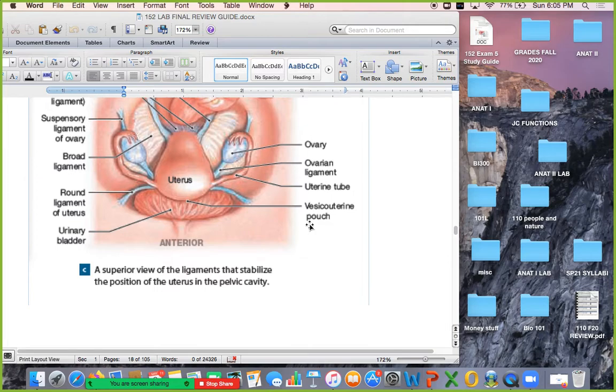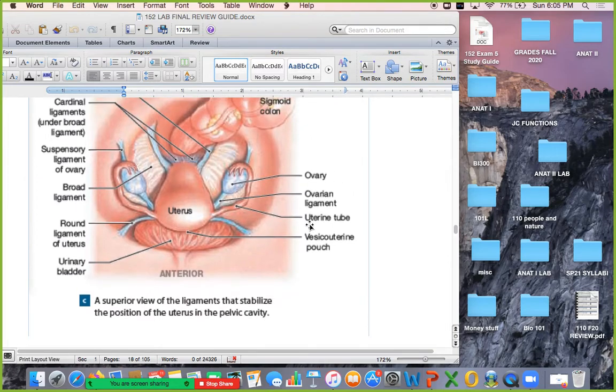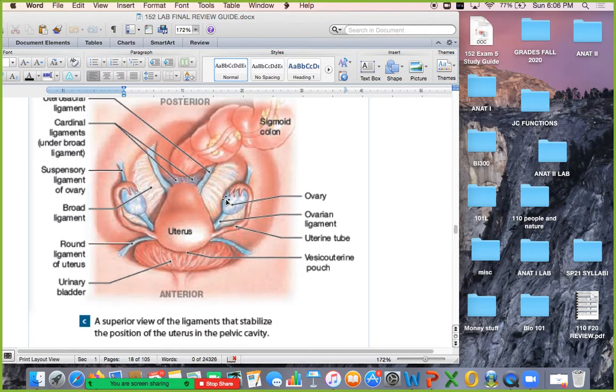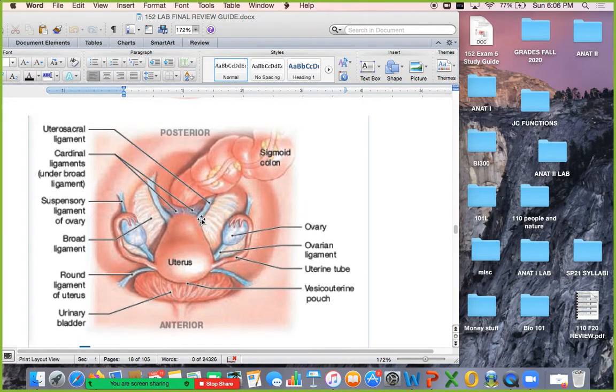Now, here is a view of the ligaments. So this is what's basically showing you how everything is stabilized inside the pelvic cavity. That's going to include the ovarian ligament, which is going to hold the ovary in place in one direction, and the suspensory ligament of the ovary, which holds the ovary in place in the other. So suspensory, ovarian. We are also going to be looking at the uterosacral ligament, which holds the uterus in place to the sacral region.